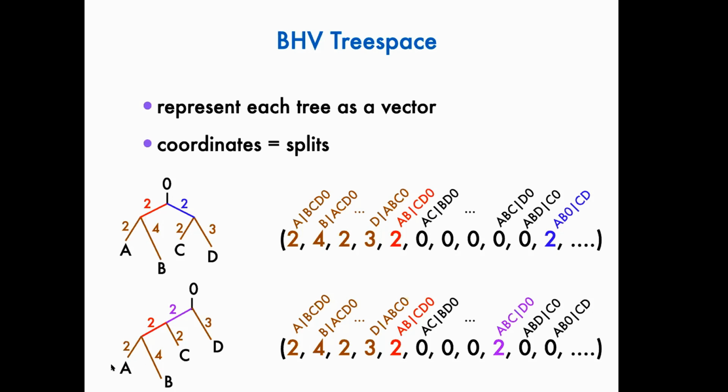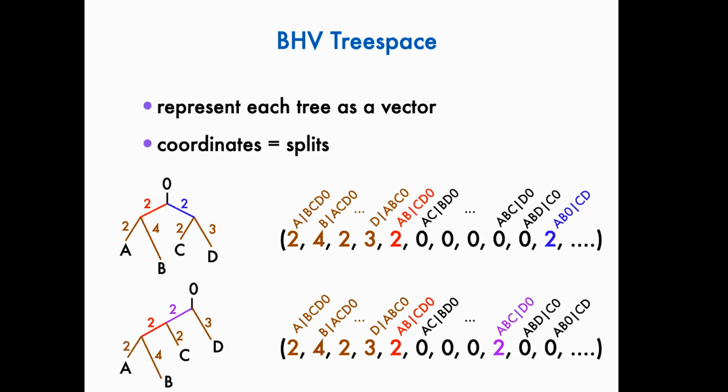And so you can see in this tree, it's missing the blue edge, right? Because C and D just got a 0 in that position, but it has a 2 in the position for A, B, and C split off from D and 0. Okay. So this is looking maybe kind of Euclidean, right? I've just got to represent my trees as Euclidean vectors.